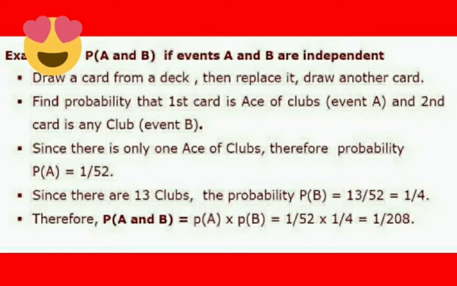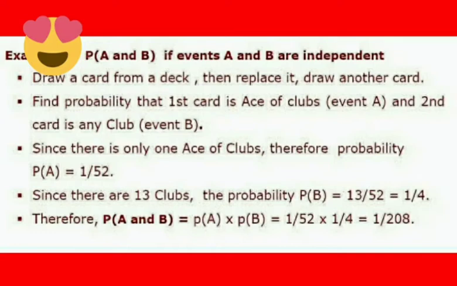Since there is only one ace of clubs, the probability of event A, that is for the ace, is equal to the favorable number of ways, which is 1, divided by the total number of ways, 52. So the probability of A is equal to 1 by 52.